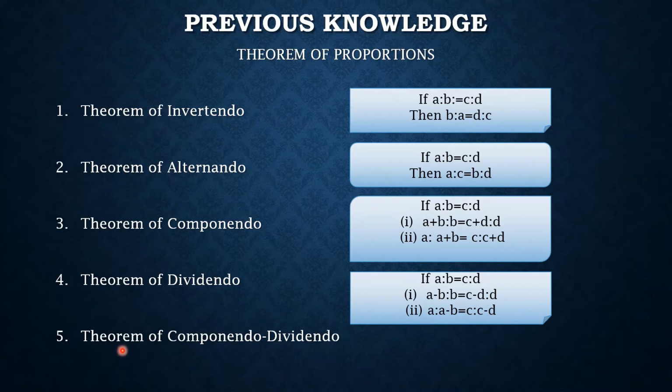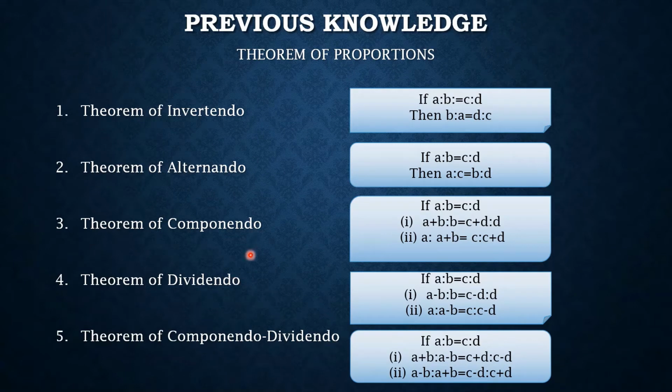Now the last theorem, which is the theorem of componendo dividendo. This is a combination of the third and fourth theorems. This theorem states that if A ratio B equals C ratio D, this implies A plus B ratio A minus B equals C plus D ratio C minus D. Second case, A ratio B equals C ratio D implies A minus B ratio A plus B equals C minus D ratio C plus D.